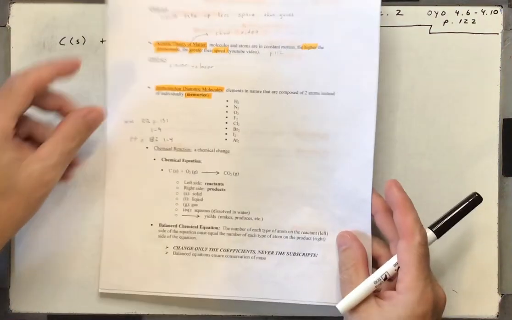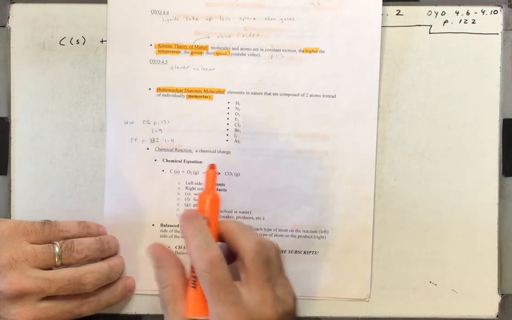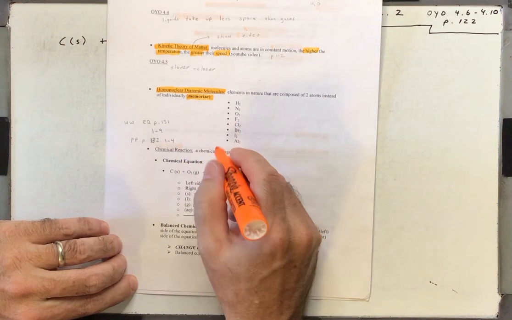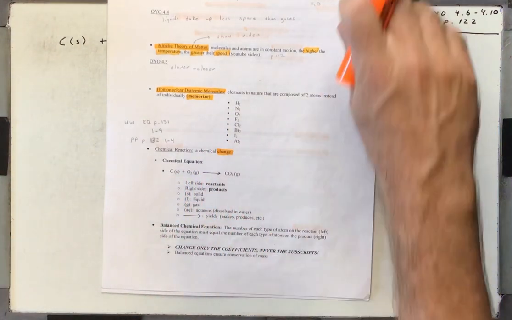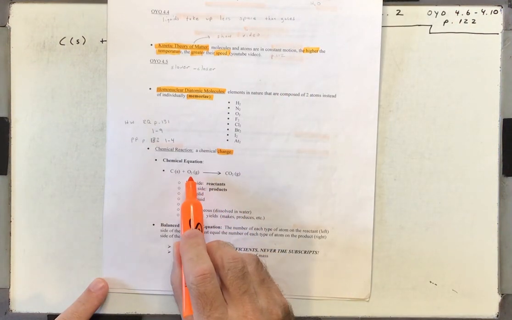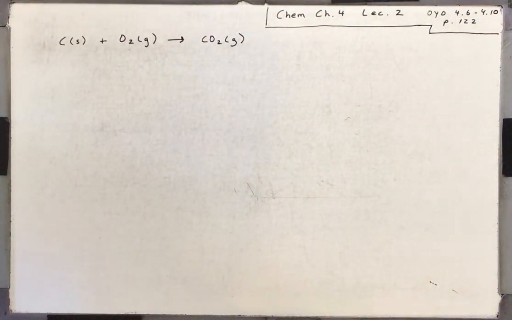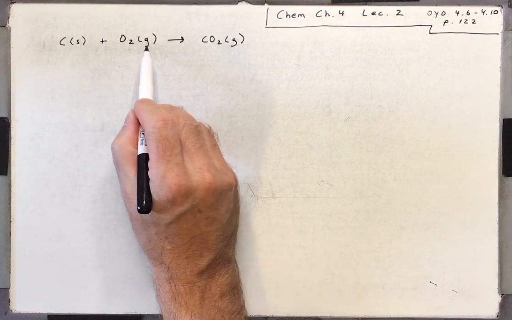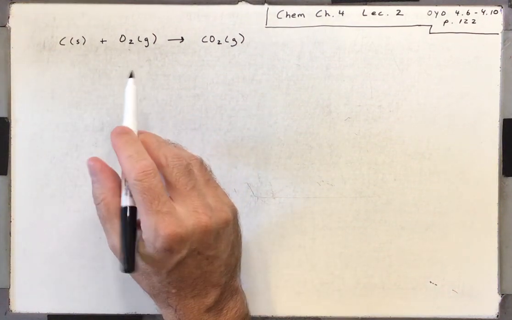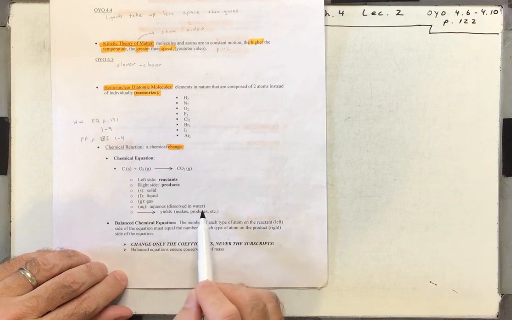Okay, so today we're talking about chemical reactions. A chemical reaction is a chemical change, and a chemical equation. Here we have carbon plus oxygen makes CO2, carbon dioxide. I've written it out on the whiteboard here. The letter in parentheses means the phase of matter. S is solid, G is gas, L would be liquid. And one maybe you've never heard of before, AQ, stands for aqueous. That means dissolved in water.